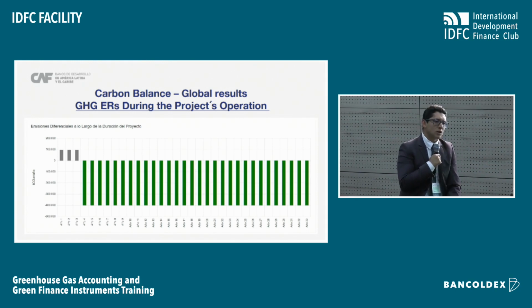basically greenhouse gas emissions, but later greenhouse gas emission reductions. And those greenhouse gas emission reductions are the ones informed by the bank as the climate action impact resulting from the funds to each of the components participating in that credit operation.